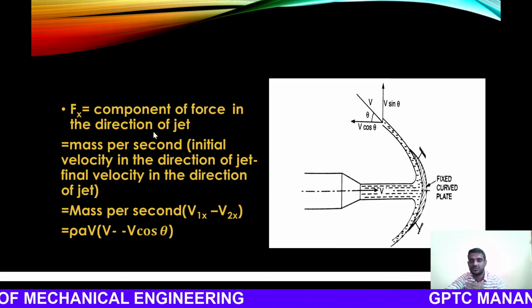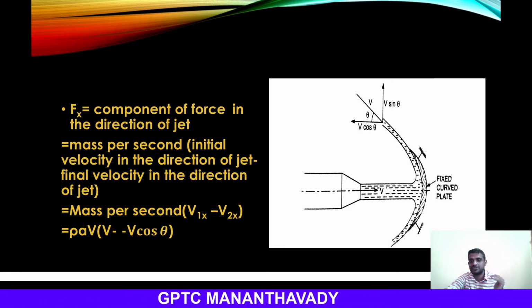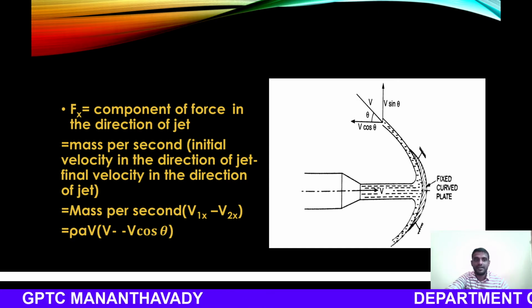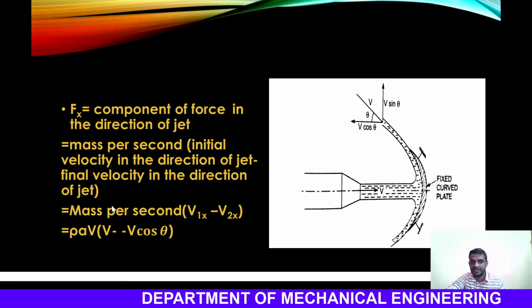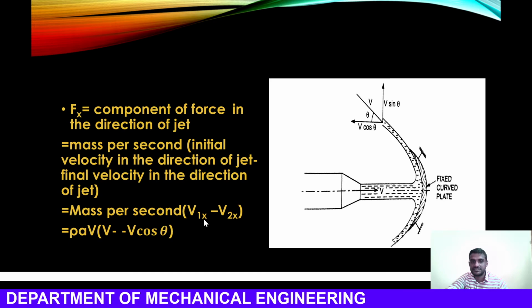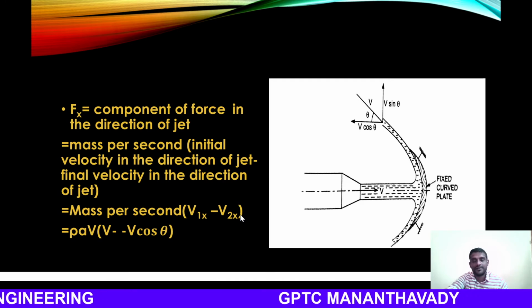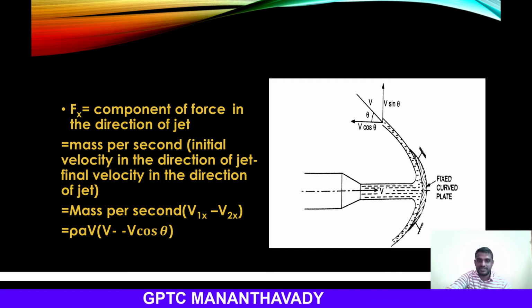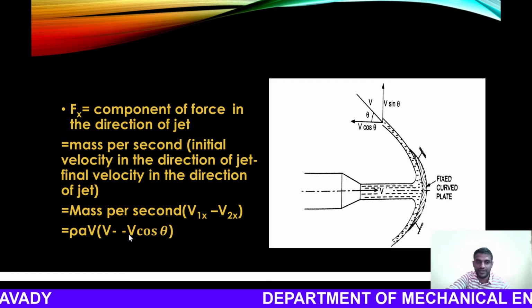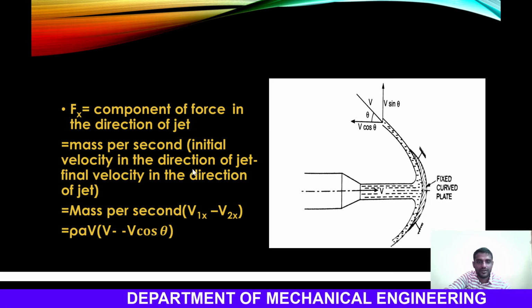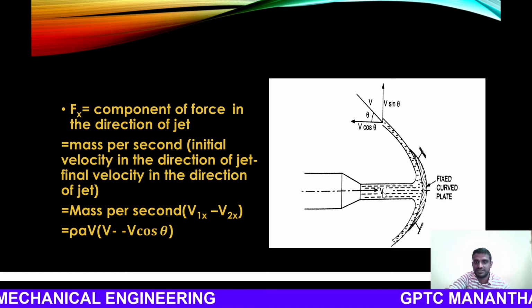So that is in the direction of jet. The force is to be found out in the direction of jet, so the velocity should also be taken in the direction of jet. That is mass per second multiplied by initial velocity in the direction of jet minus final velocity in the direction of jet. Let us assume that v1x is the velocity in the direction of jet and v2x is the final velocity in the direction of jet. Then mass per second is rho into A into V, so into the initial velocity in the direction of jet. This is the initial velocity.